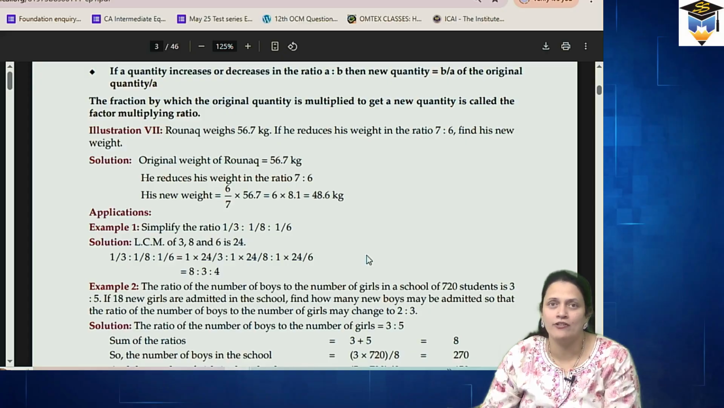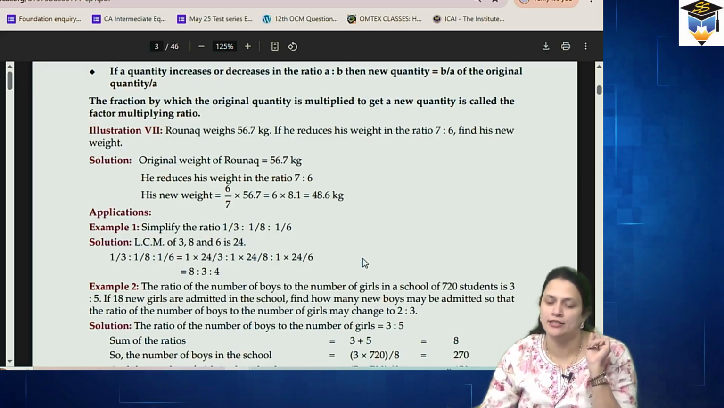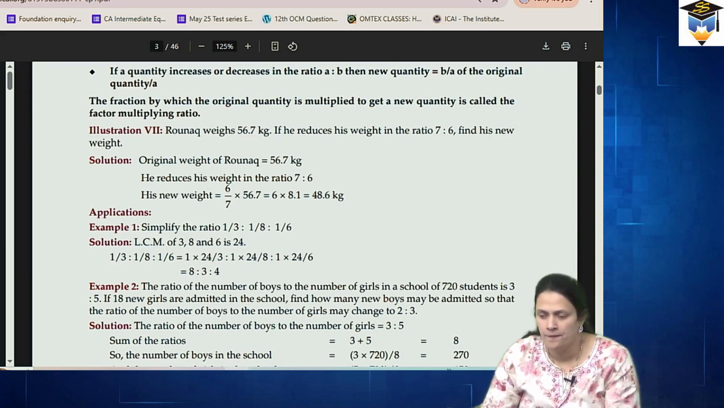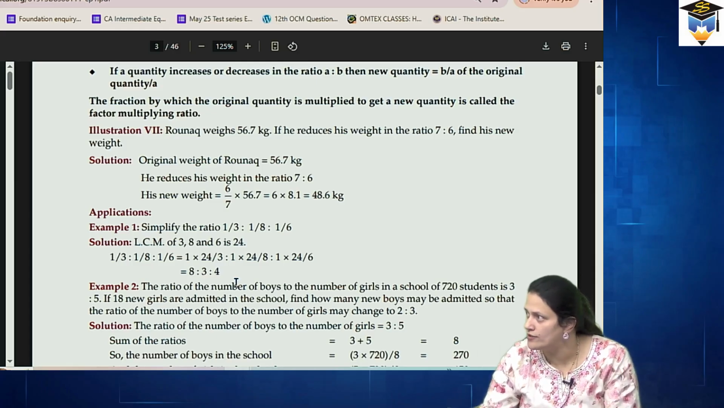So that's why they have given this type of solved example in the textbook for you to understand this concept. Okay. If you have any doubts, please ask, online students.